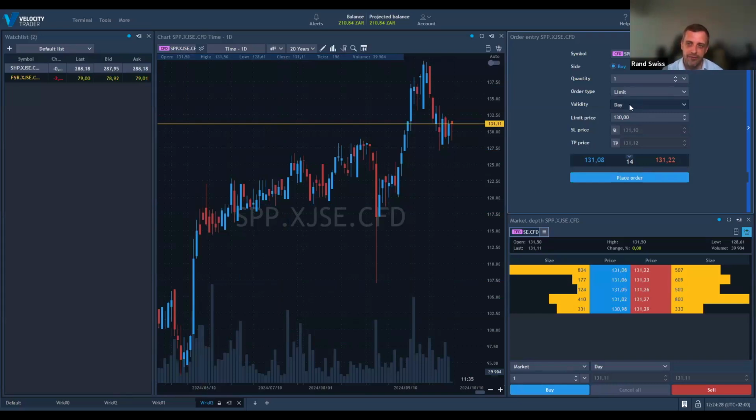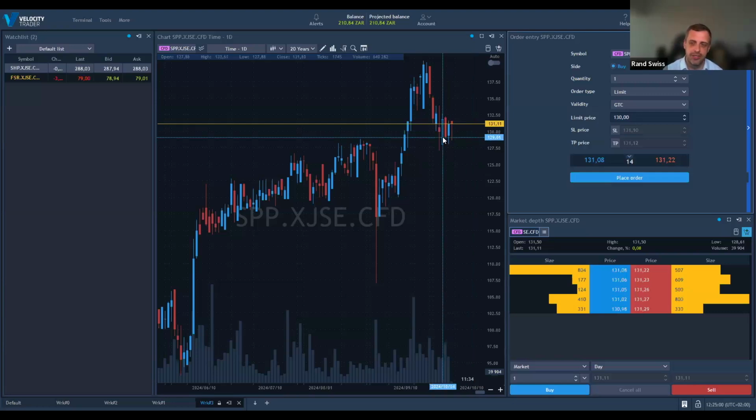So if I chose day, and by the end of the day SPAR does not go down to 130, the order will be cancelled. And tomorrow I have to come and place this order again. If I choose GTC, good till cancelled, that's what GTC stands for, it means that order will stay in the order book until SPAR comes down to 130. The moment SPAR comes down to 130, the order will be activated and I will buy the shares.